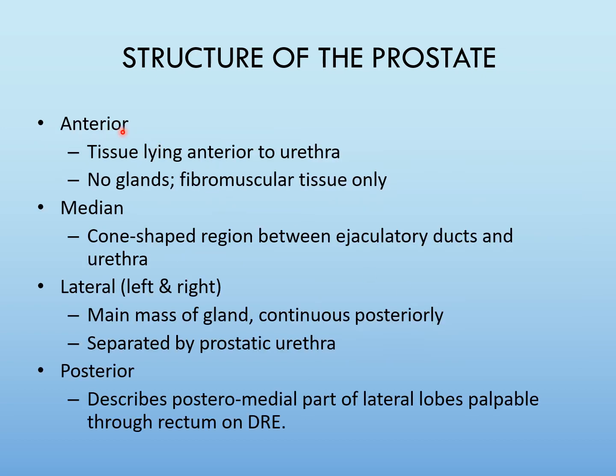About the anterior lobe, it is tissue lying anterior to the urethra. There are no glands, only fibromuscular tissue can be seen. The median lobe is a cone-shaped region between the ejaculatory duct and the urethra. There are two lateral lobes, left and right. It is the main mass of the gland. It continues posteriorly and is separated by the prostatic urethra. The posterior lobe describes the posterior medial part of the lateral lobe, palpable through the rectum on DRE.